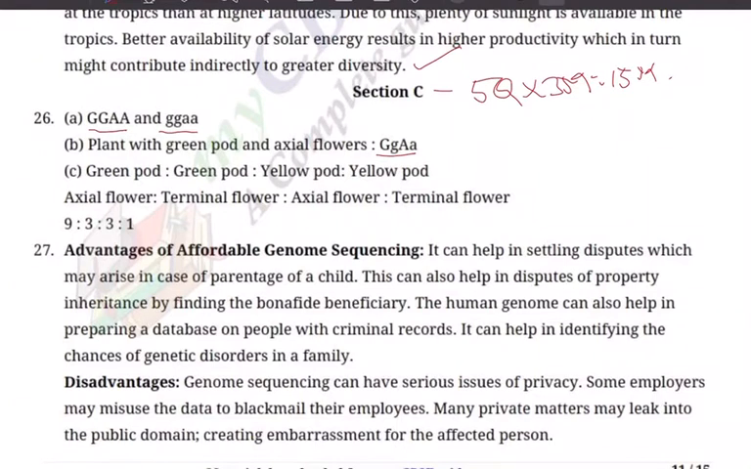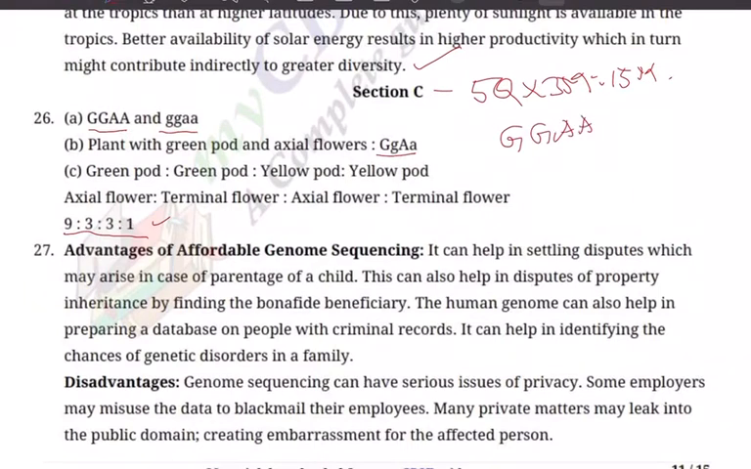Plant with green pod and axial flowers, heterozygous, it becomes capital G, small g, capital A, small a. And then the phenotypic distribution ratio of F2. Since it is a normal dihybrid cross, it has to be 9:3:3:1. Of course, you can also put the checkerboard. Axial flower, terminal flower, axial flower, terminal flower. Of course, with parts also you have to write.